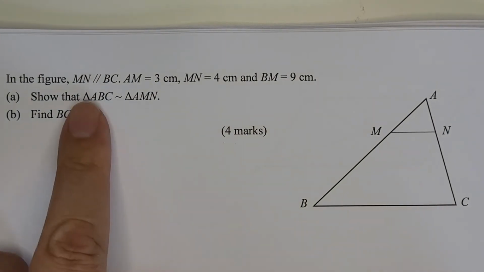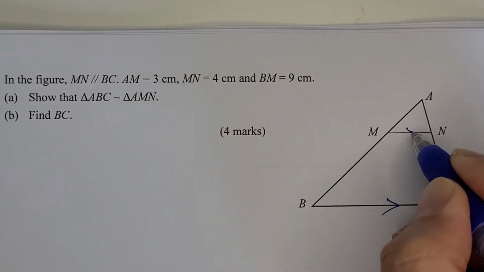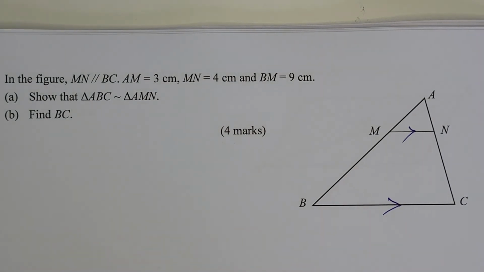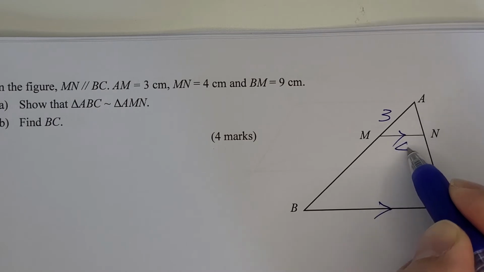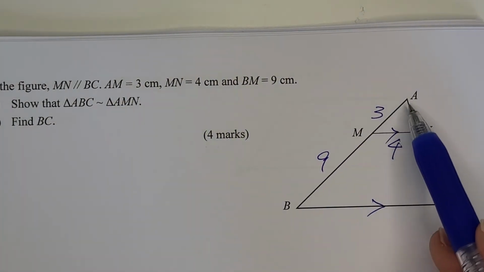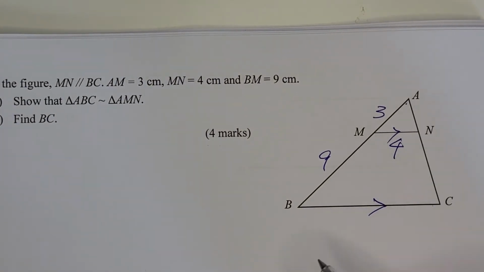In the figure, MN is parallel to BC, so add the arrow at first. Remind yourself they are parallel. And then AM is 3, MN is 4, BM is 9. Part A, show that the triangles ABC and AMN are similar.